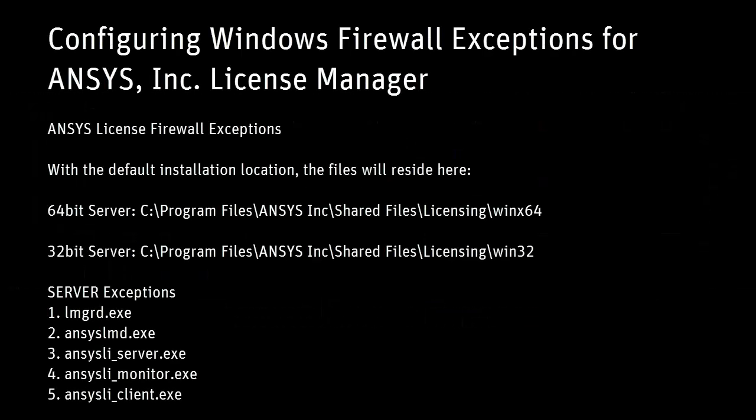Following is an animation for setting firewall exceptions on your Windows license server. The executable firewall exceptions that we will be adding to the Windows firewalls can exist in two places. For the 64-bit server, they will exist under C program files, Ansys Inc., shared files, licensing, WinX64. On a 32-bit server, they will exist under C program files, Ansys Inc., shared files, licensing, Win32.